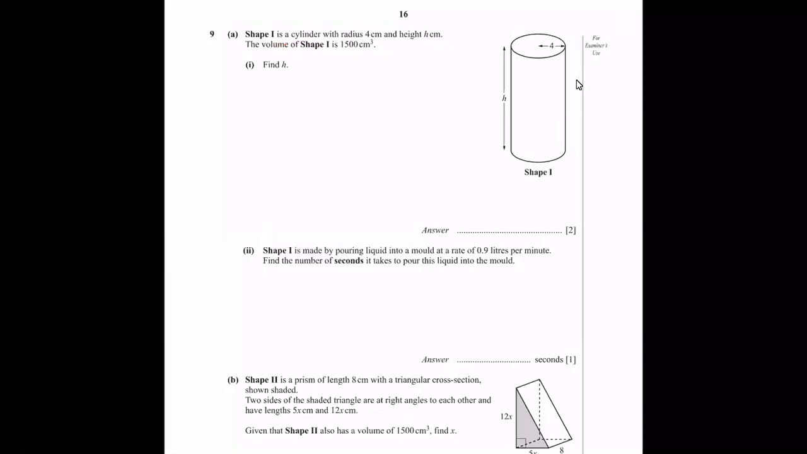Shape 1, this is it. Shape 1 is a cylinder with radius 4 and height 8 centimeter. The volume of shape 1 is 1500 centimeter cube. So Nawal, what was the volume of the cylinder equal to? What was the formula for the volume of the cylinder?